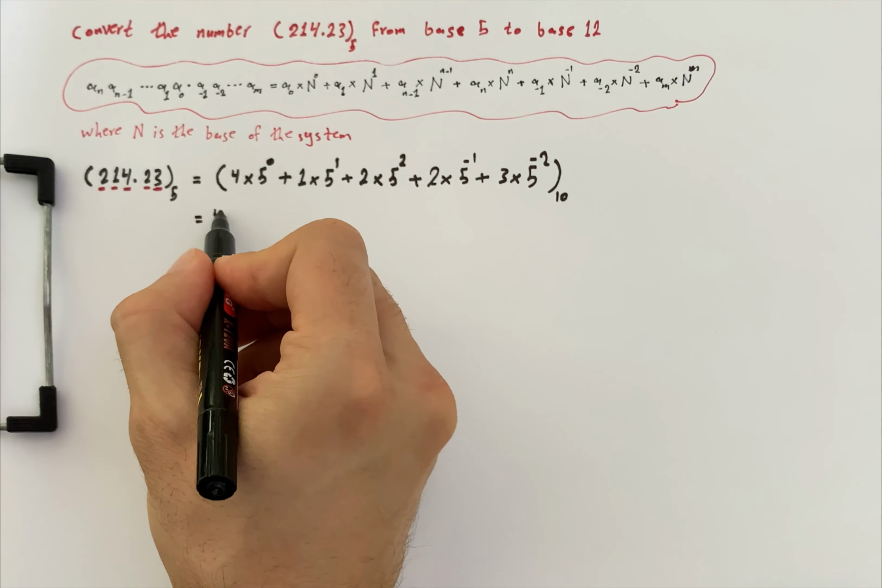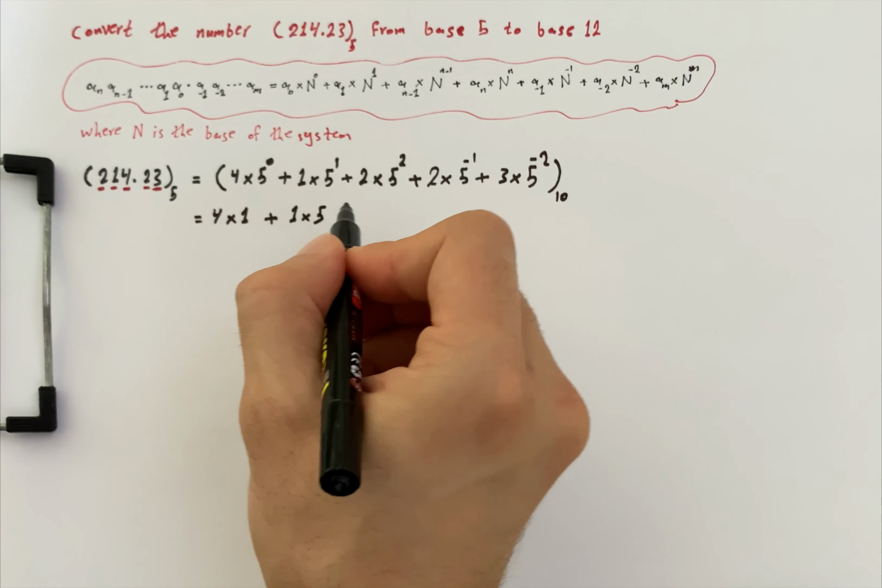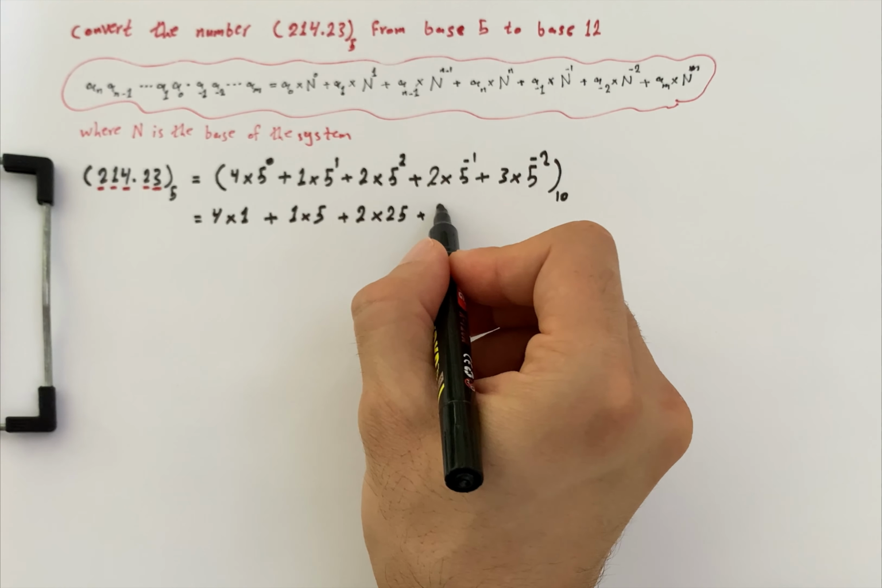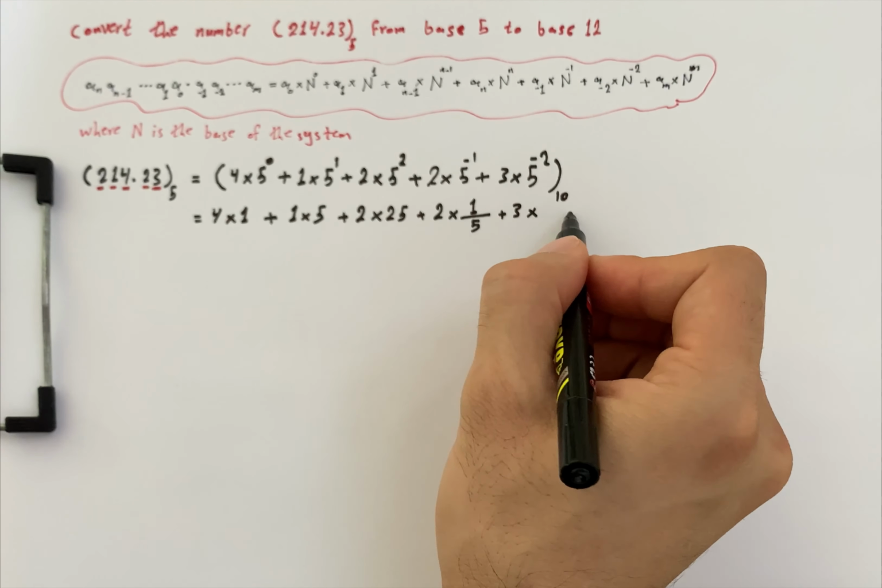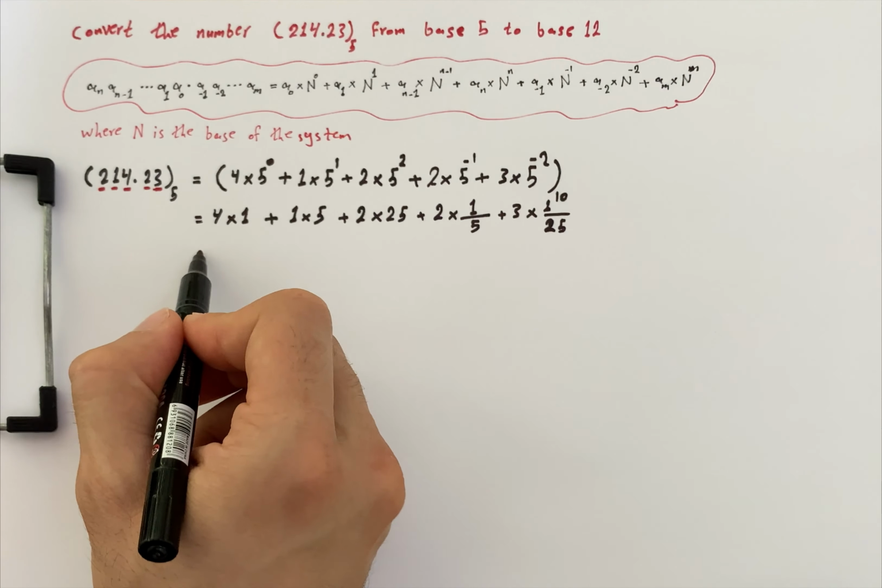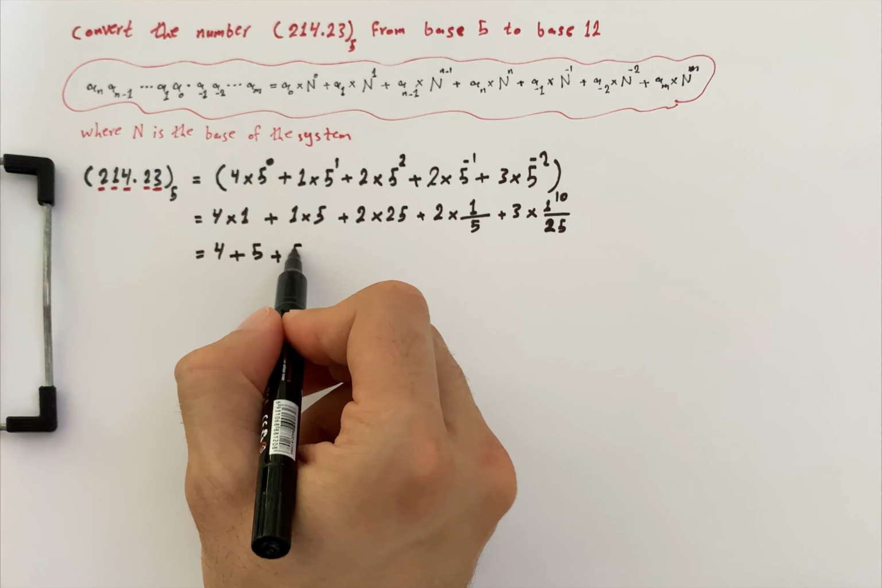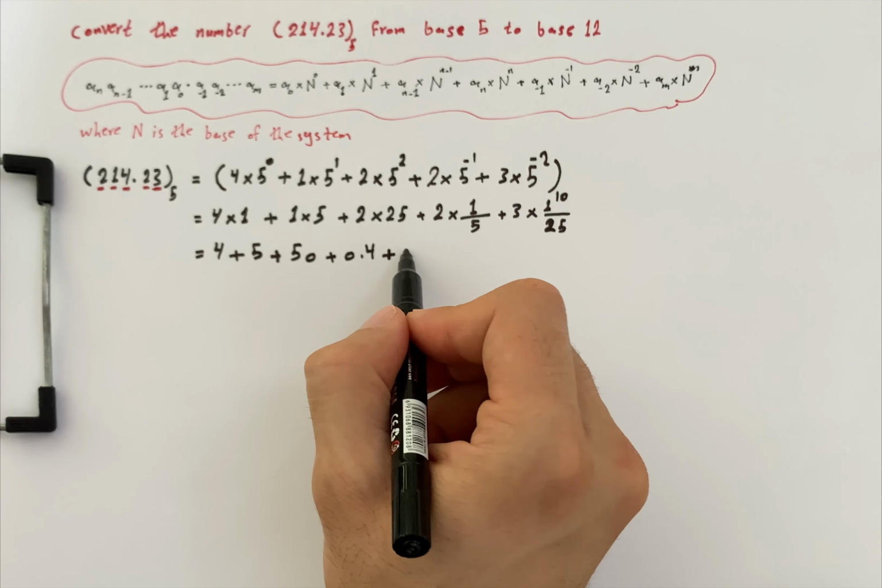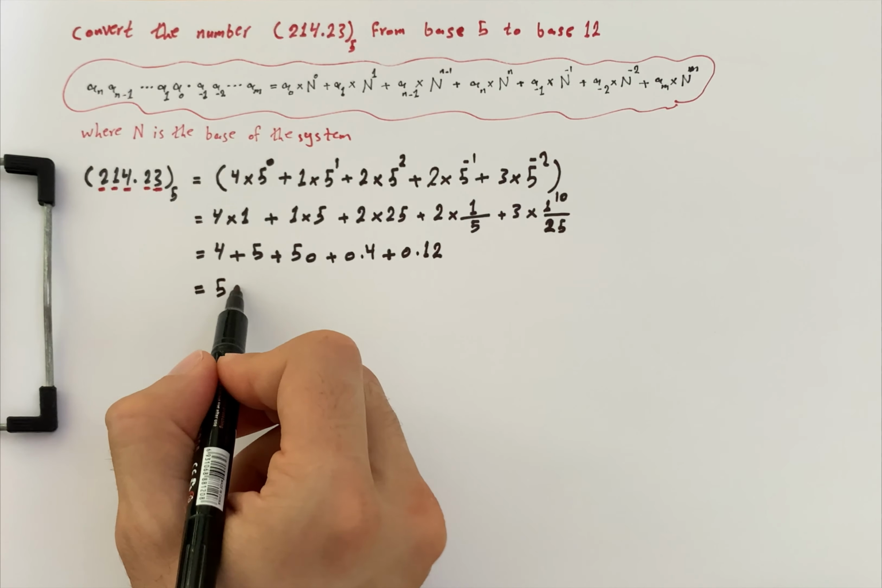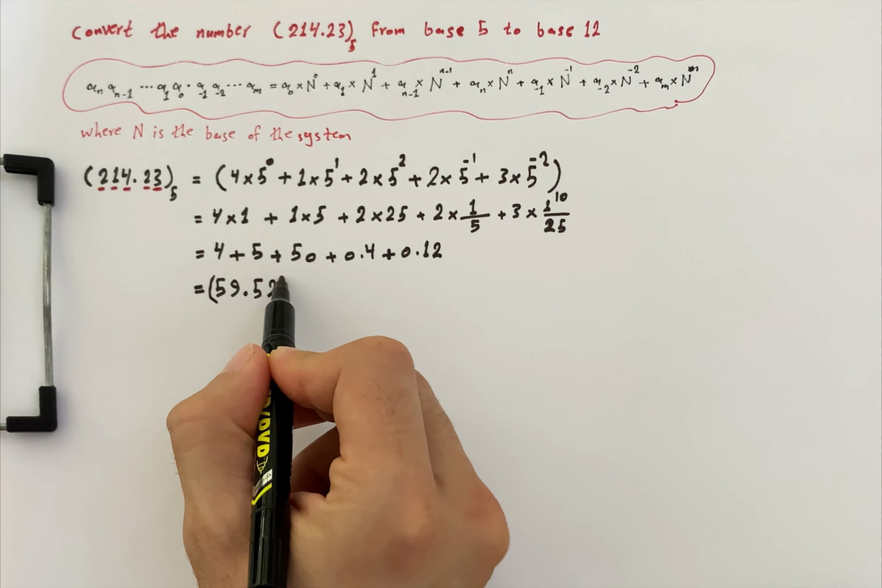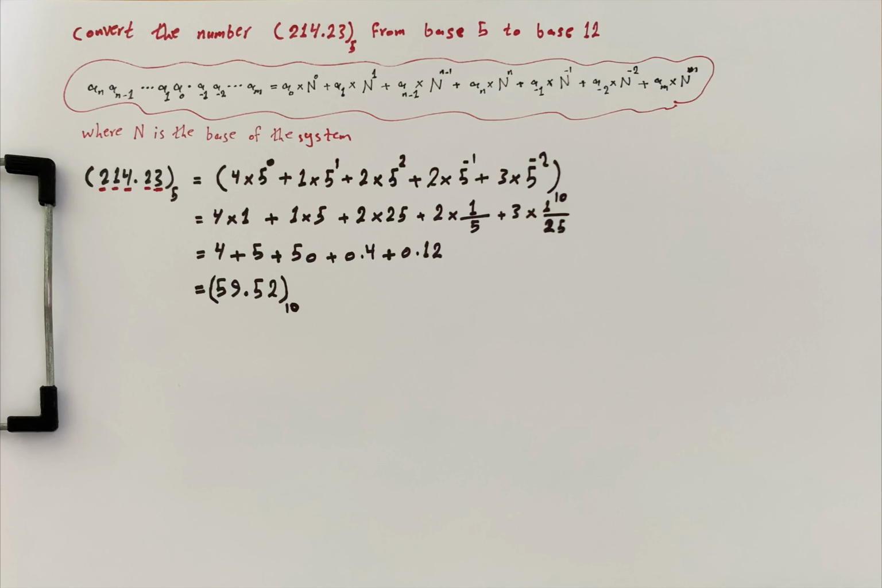This is equal to 4 times 1 plus 1 times 5 plus 2 times 25 plus 2 times 1 over 5 plus 3 times 1 over 25, equal to 4 plus 5 plus 50 plus 0.4 plus 0.12. This is equal to 59.52. So the number 214.23 in base 5 is equal to 59.52 in decimal.